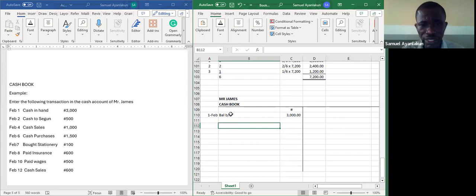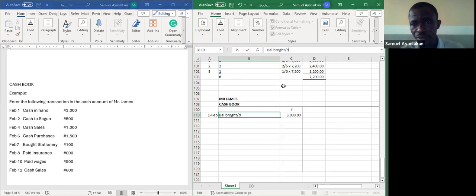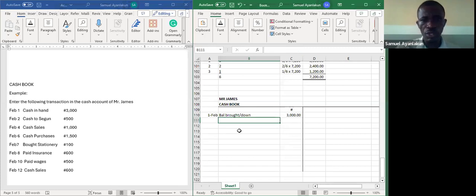BD means brought down. Balance brought down. So in short, you just put balance brought forward. There is money coming in, that's why it is on the debit side.